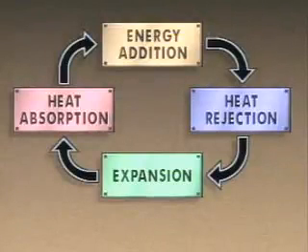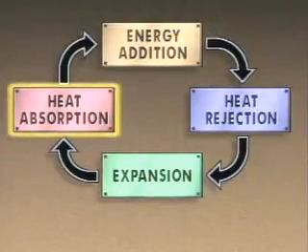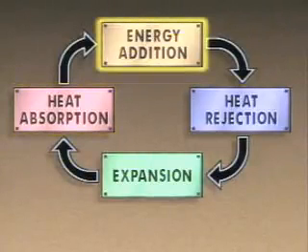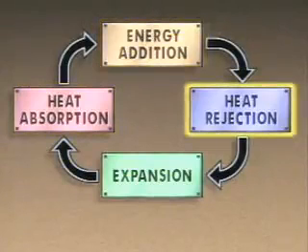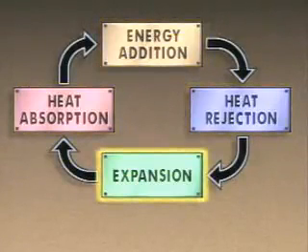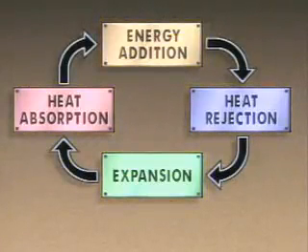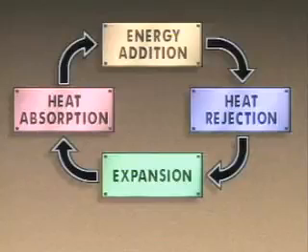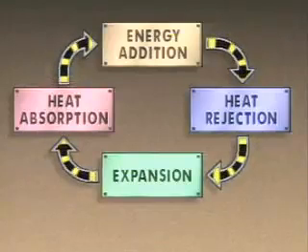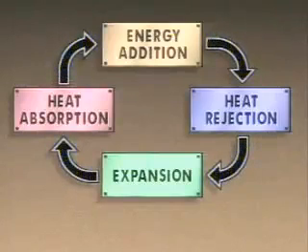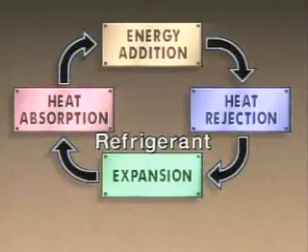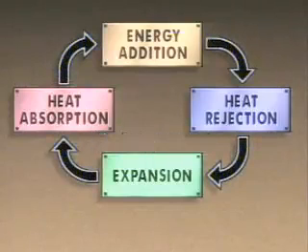A typical vapor compression refrigeration cycle has 4 basic steps. They are heat absorption, energy addition, heat rejection, and expansion. Since the steps repeat, the cycle is a closed system, and it is designed to operate continuously. The cycle uses a fluid known as a refrigerant to transport heat through the system.